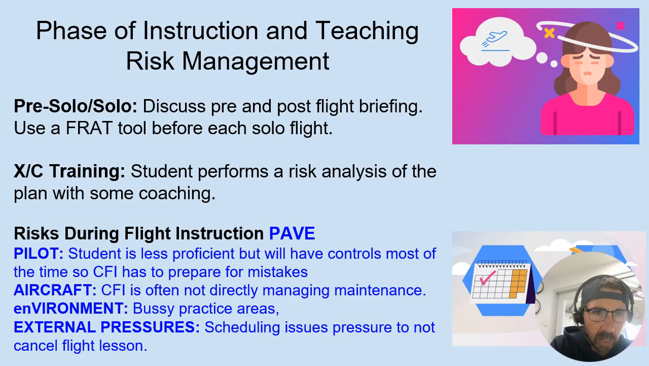Risk during flight instruction. We're going to talk about our PAVE checklist, making sure that our pilot or our student is ready to fly. Is the student less proficient? Just understand that that student's going to be far less proficient, and they're going to have the controls most of the time. So we want to make sure that they're actually ready. The aircraft: the CFI is often not directly managing the maintenance, so we don't manage the maintenance, but we can also check all the maintenance to make sure it's there. The environment. Is it a busy practice area? We want to make sure that our student is ready to fly in that busy practice area.